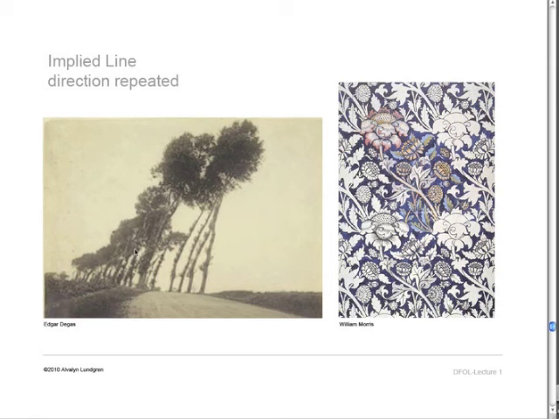Then in the William Morris piece, this is a surface design from the arts and crafts period. We have repeated flowing lines. And there's an upper left to lower right movement and direction that is repeated throughout the pattern.